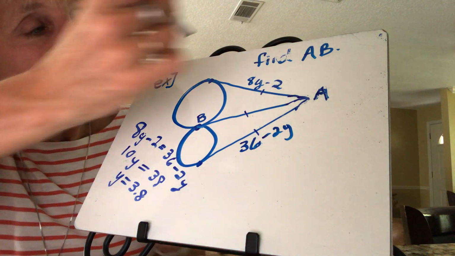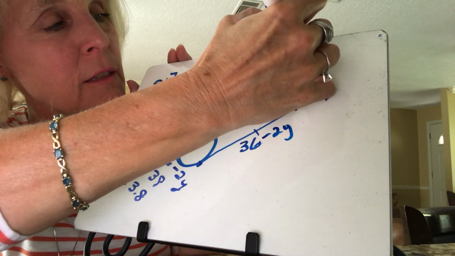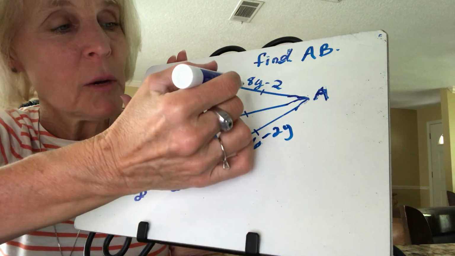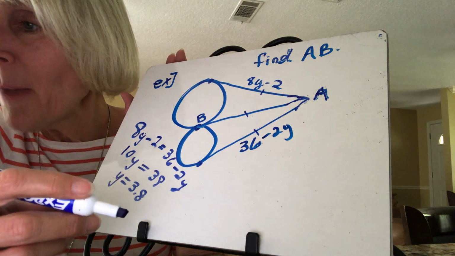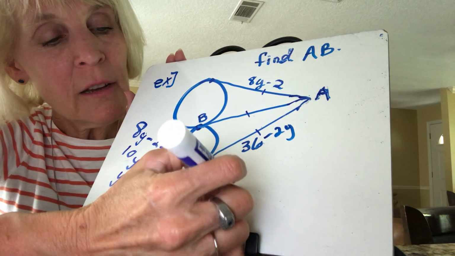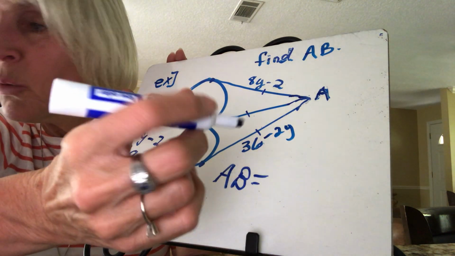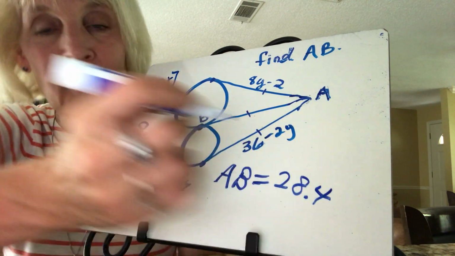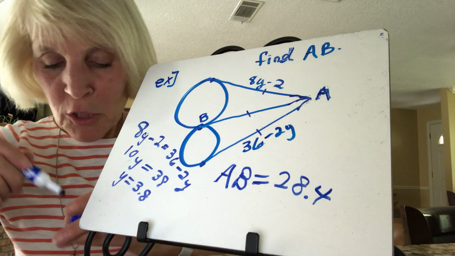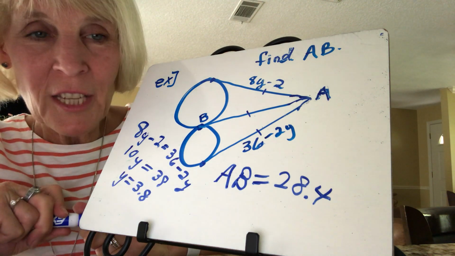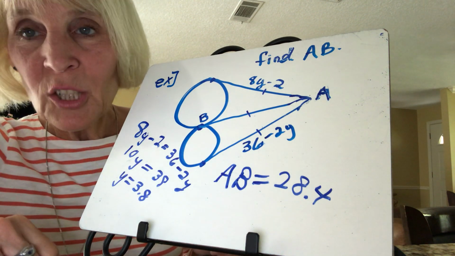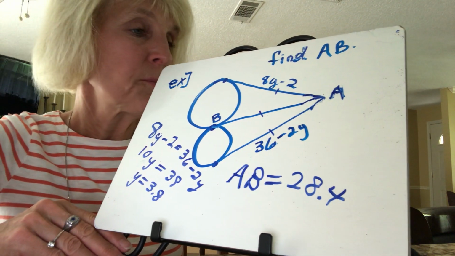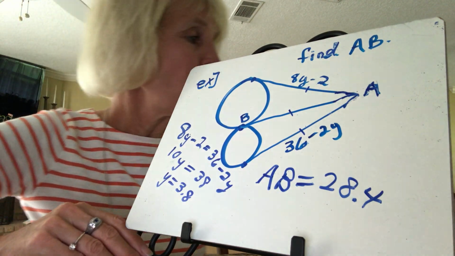Now, is that my answer if it said to find AB? No, obviously not. I'd have to plug it in. So you can plug it into this equation, you can plug it into this equation, it wouldn't matter, and you'll get AB to equal 28.4. Okay, you get it? So it's not too bad. Look for those perpendiculars for the tangents and the radius, and look for external tangents to be the exact same tangent segments. Okay? Let's move on to 12.2.